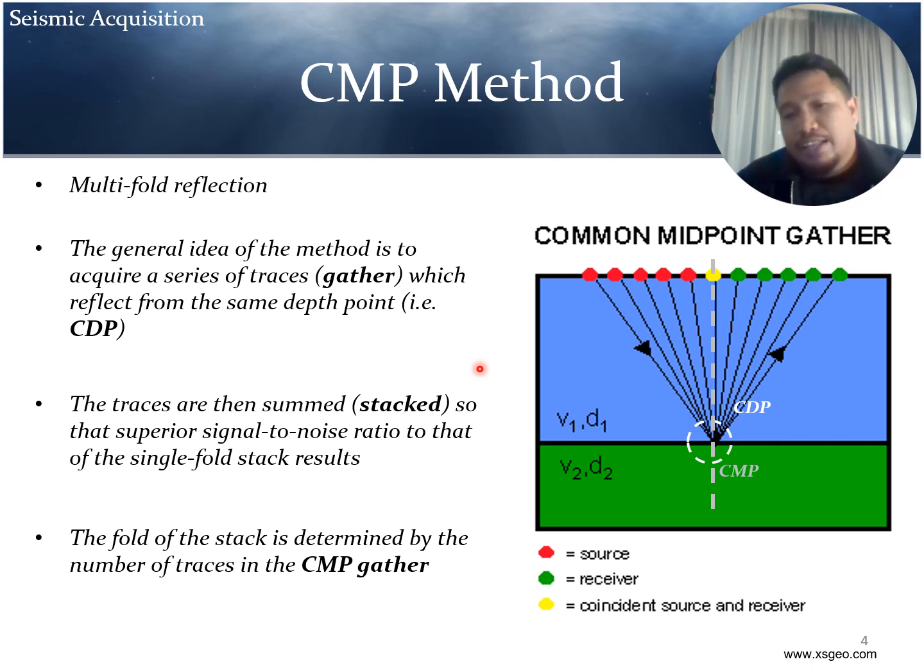To understand, let's take a look at this picture. This picture shows the common midpoint gather, or CMP gather. The red dot over here is representing the source, while the green dots are representing the receivers, while the yellow is actually the midpoint. The common midpoint gather here shows that all the receivers are recording the same reflection point, regardless of the offset, the common midpoint or common reflection point or common depth point.